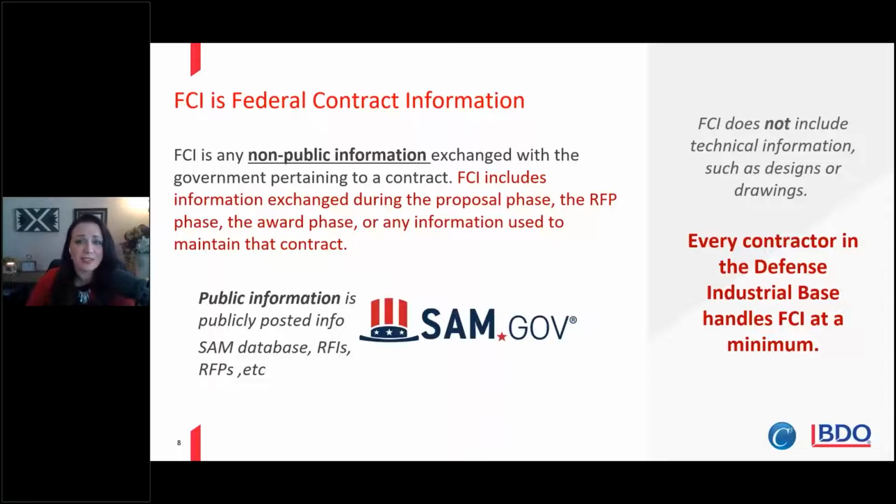It's a very good place to start. Here in this song, it's FCI, and that's where all of us will start if we work in the defense industrial base.